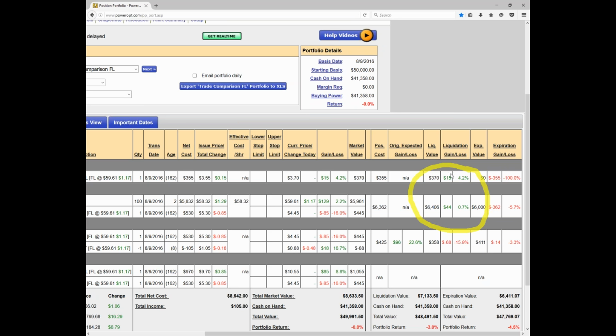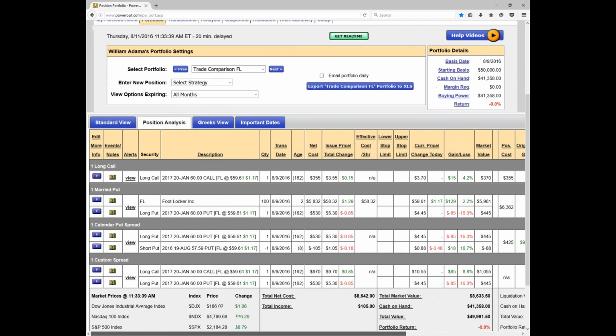Now keep in mind, if the stock had fallen $1.29, I'd probably be at a 0.5, 0.6% loss on the married put, and we'd probably be at about a 7 or 8% loss on the call itself. The lie of leverage works both ways. All right. Now, what about our other comparisons?